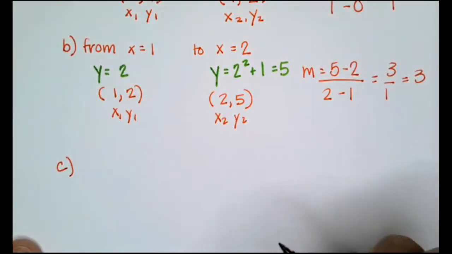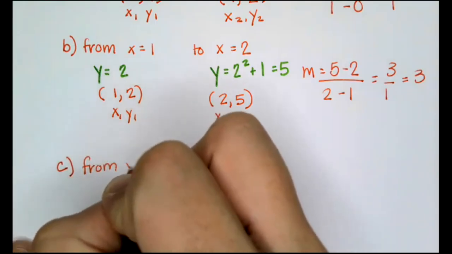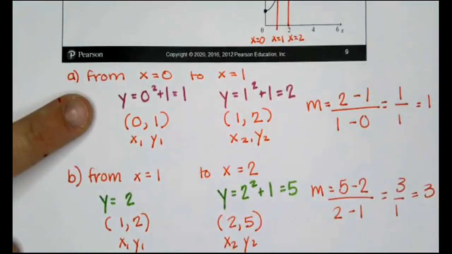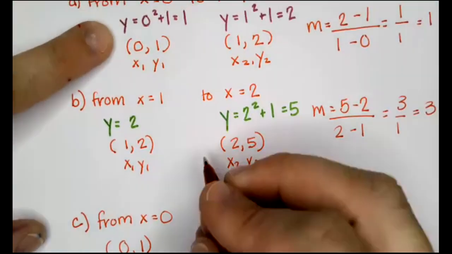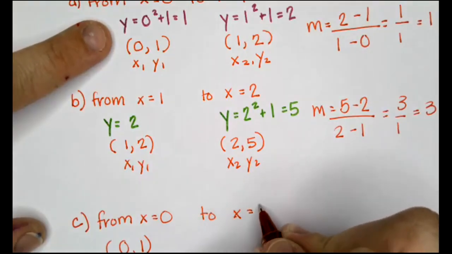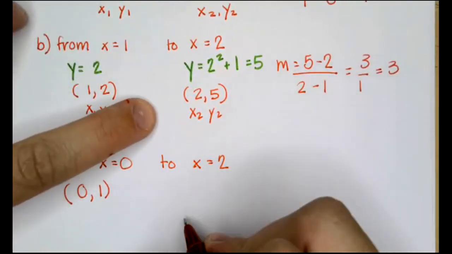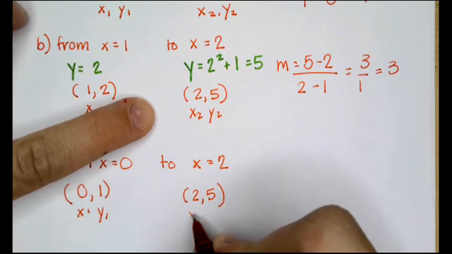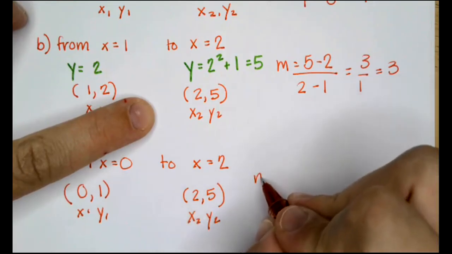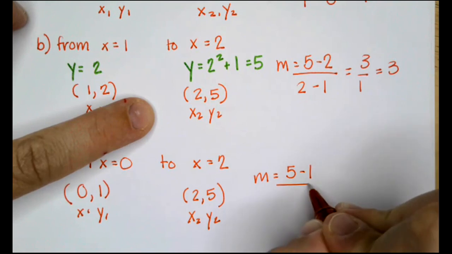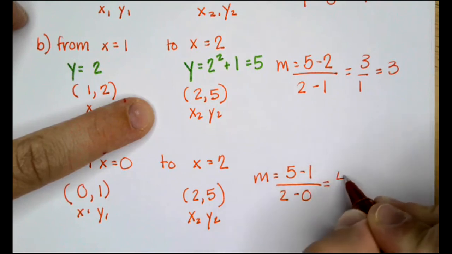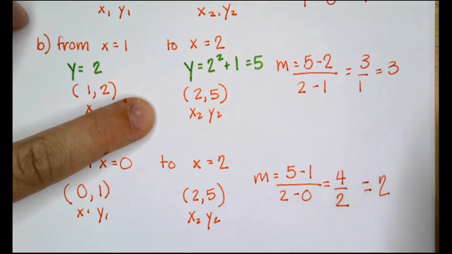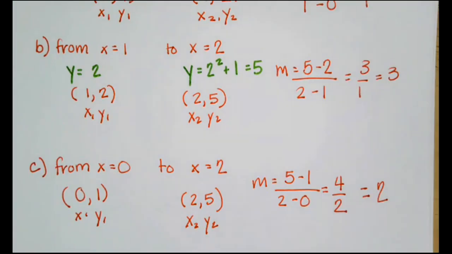Last one. From x equals 0, which we know is 0, 1, to x equals 2, which we know is 2, 5. x1, y1, x2, y2. M is 5 minus 1 over 2 minus 0, which is 4 over 2, which is 2. Rise 2, run 1. All right.